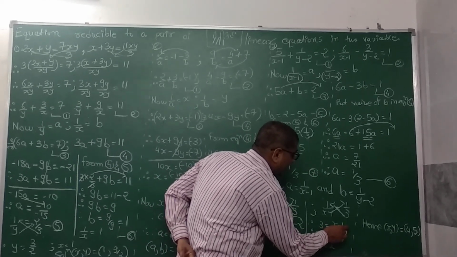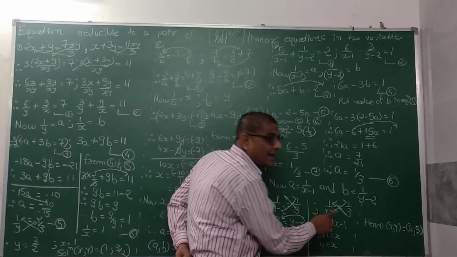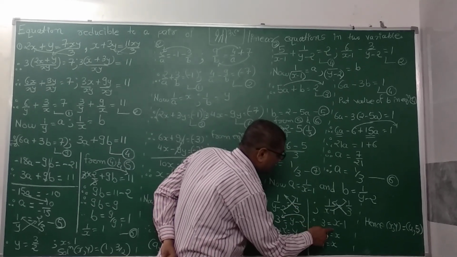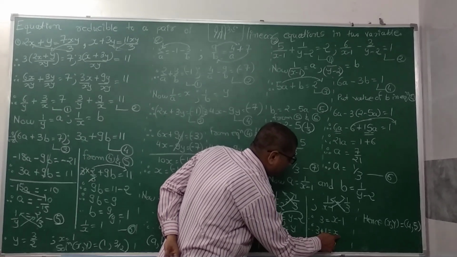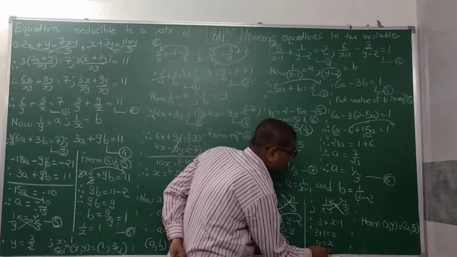And here same thing, transposing the side by applying the linear equation. So 3 is equal to x minus 1. So 3 plus 1 is equal to x. Therefore x is equal to 4.